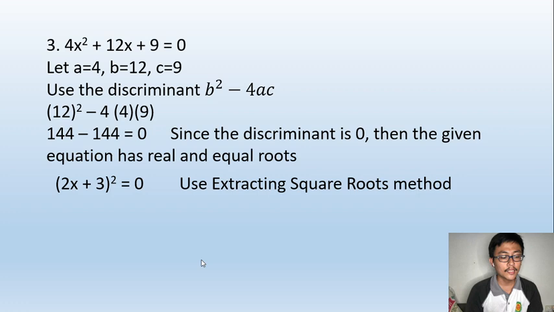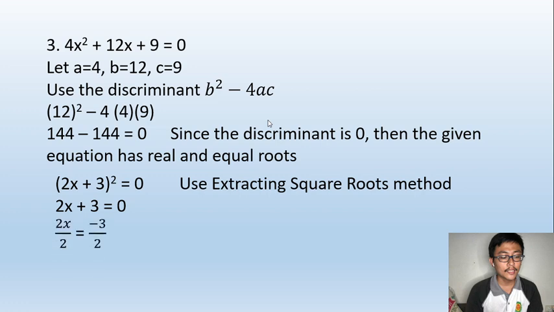So to solve for this equation, we have, since this is a perfect square trinomial naman, no? So we just get the square root of 4x squared, that is 2x. Then you have square root of 9, which is 3. Then you just put squared outside the parentheses. So that is the quantity of 2x plus 3 squared equals 0. Then we can use the extracting square roots method. Pagka-extract, mawawala yung squared. Magiging 2x plus 3 equals 0.